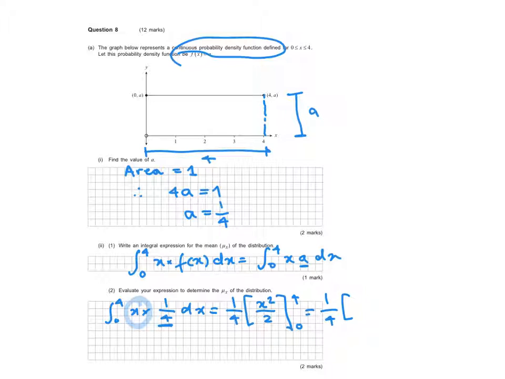So the first one is 4 to the power of 2 divided by 2, then take away 0 to the power of 2 over 2, all times 1/4. This is 0, and 4 to the power of 2 is 16, divided by 2, and this should give us a mean equal to 2. If we go back, we can see it's spread evenly.